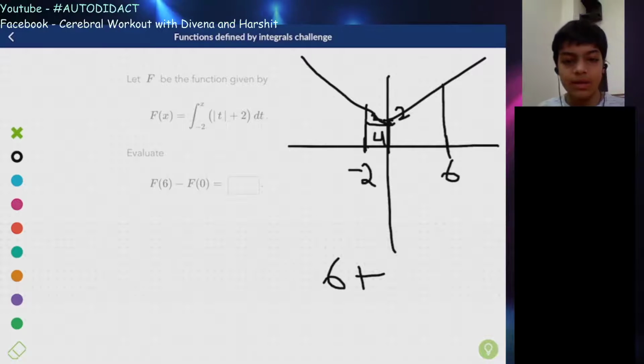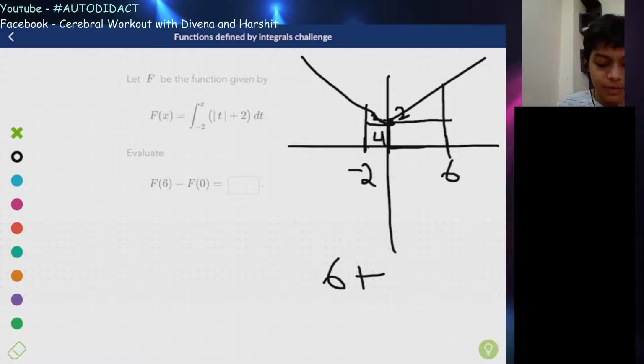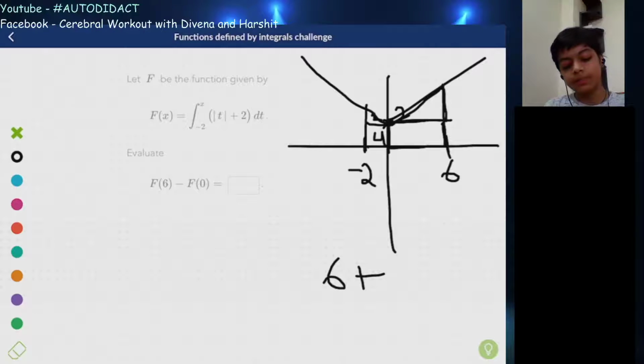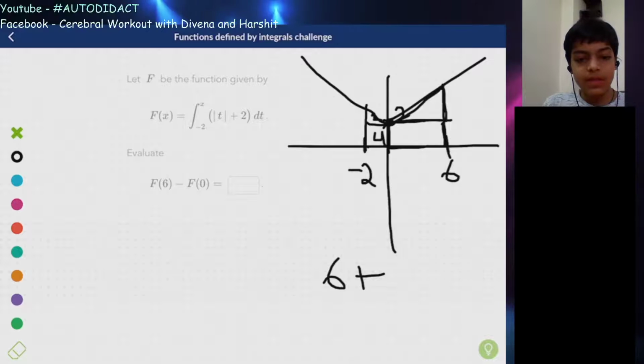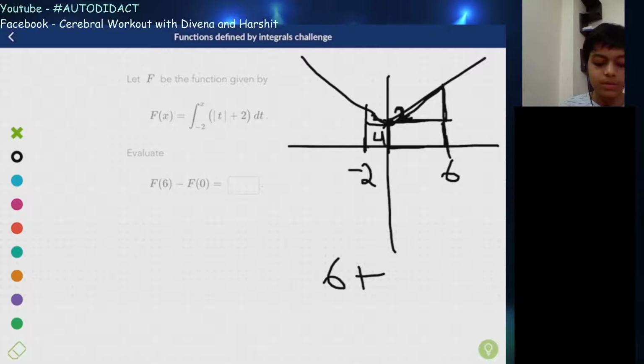This is like this, and we want to find this area. Till here it will be a rectangle. We want to find the rectangle and also this triangle's area and sum it. First, let's find the rectangle's area. The rectangle's area will be from 0 to 6 with height 2, so 6 times 2 is equal to 12.